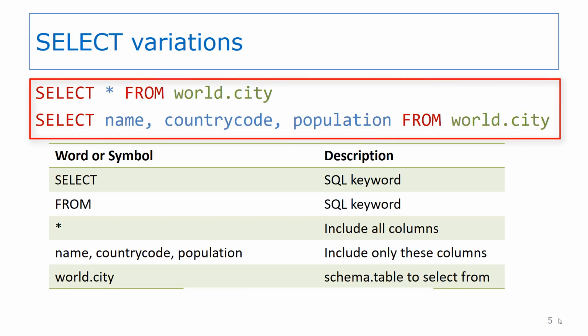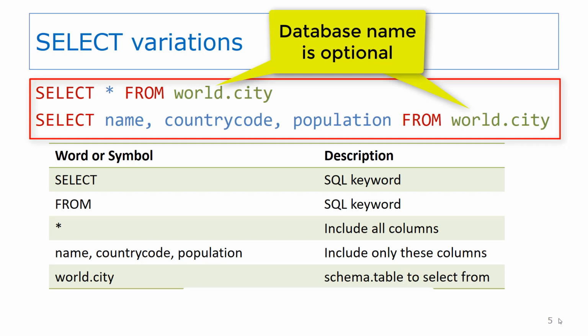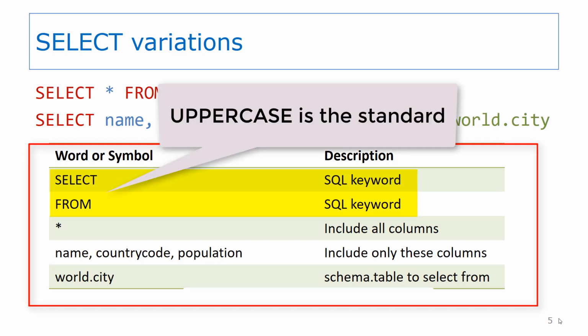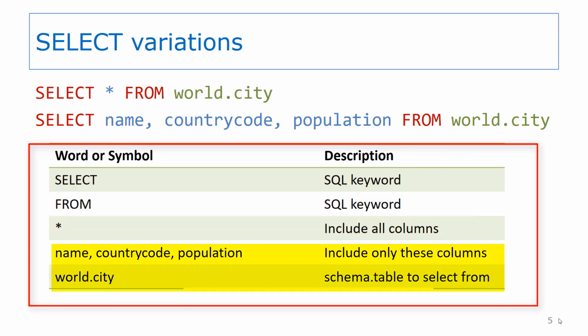This slide shows the 2 select statements that were used on the previous slides. You can see the complete statements here. The table lists the words or symbols that are used along with a brief description of the usage. SQL keywords can be typed as all uppercase, as select and from are here, as all lowercase, or as mixed case. Column, schema, and table names can usually be typed however you want, but there are some exceptions with names, and different database management systems might have different rules.